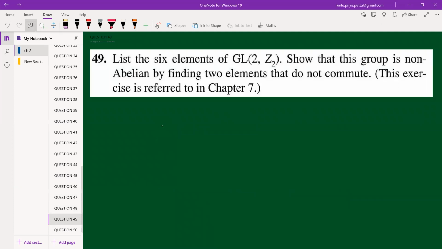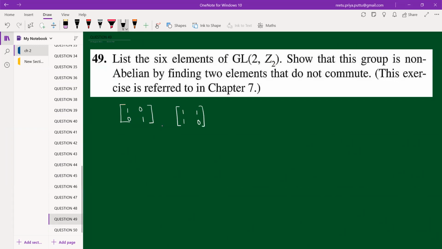So we have to list the 6 elements of GL(2, Z2). It basically represents only one thing: the determinant should not be 0. So we start listing it. We first get [1 1; 0 0]... because its determinant is 1. We have to take all those elements whose determinant is non-zero.